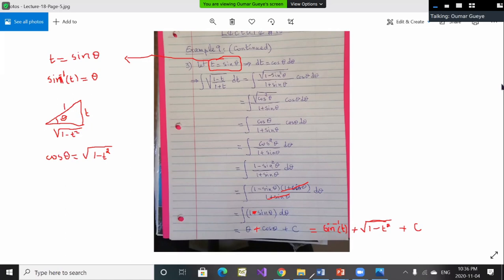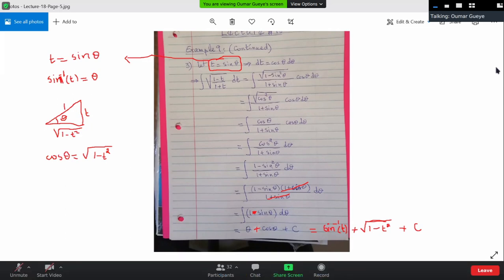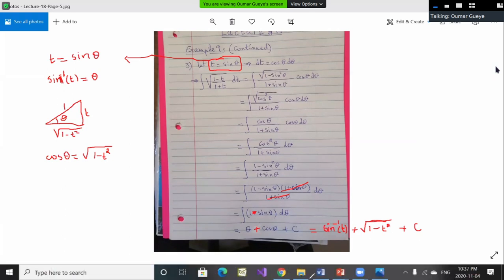If there is no question, I'm just going to take the attendance before letting you go. That's all for today. And in our next class next week, we're going to introduce a new kind of integral called improper integral.